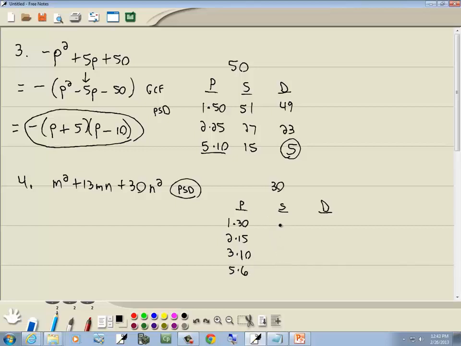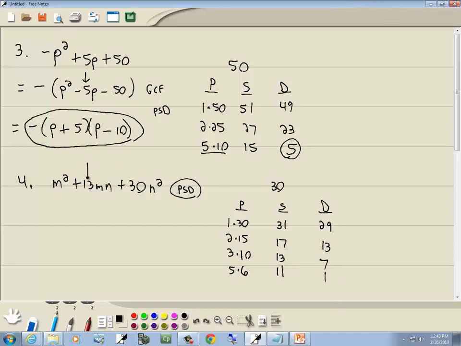We're going to add them together. That's the S column. 1 plus 30 is 31. 2 plus 15 is 17. 3 plus 10 is 13. 5 plus 6 is 11. Subtract them. That's our difference column. 30 minus 1 is 29. 15 minus 2 is 13. 10 minus 3 is 7. And 6 minus 5 is 1.